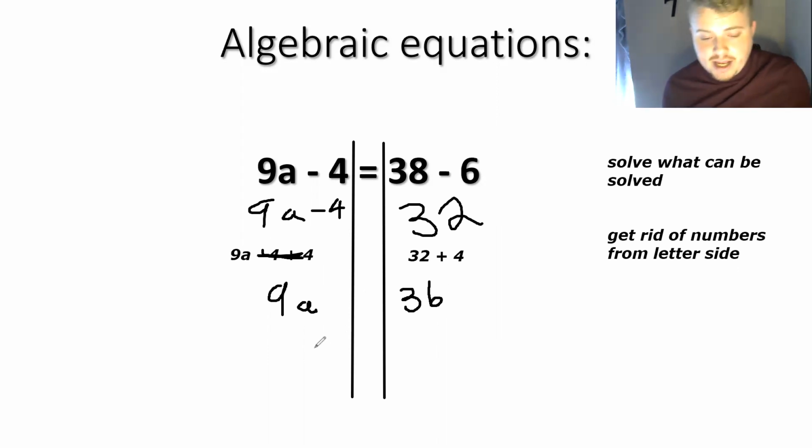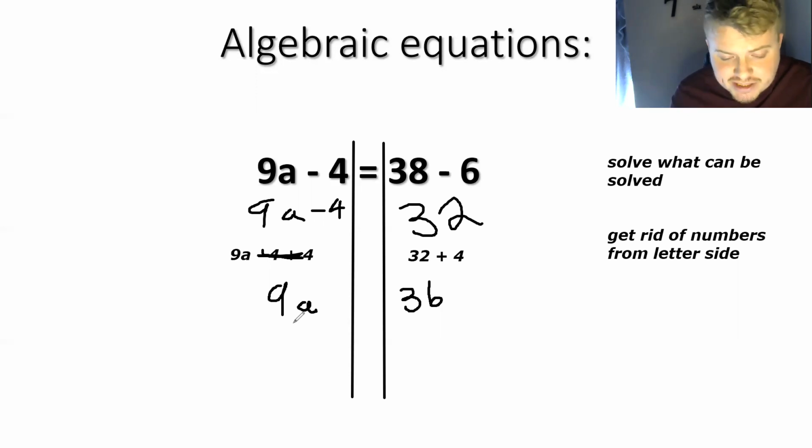Right, okay. What can be solved? Nothing. So what I need to do is get rid of numbers from the letter side. If we look over here, we've got 9 times a. The opposite of multiply is divide. So we've got to divide by 9. If we divide by 9 on the left side, we've got to divide by 9 on the right side.